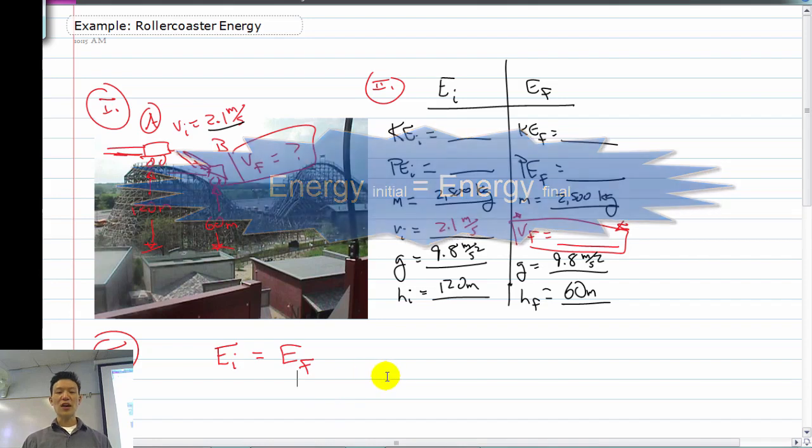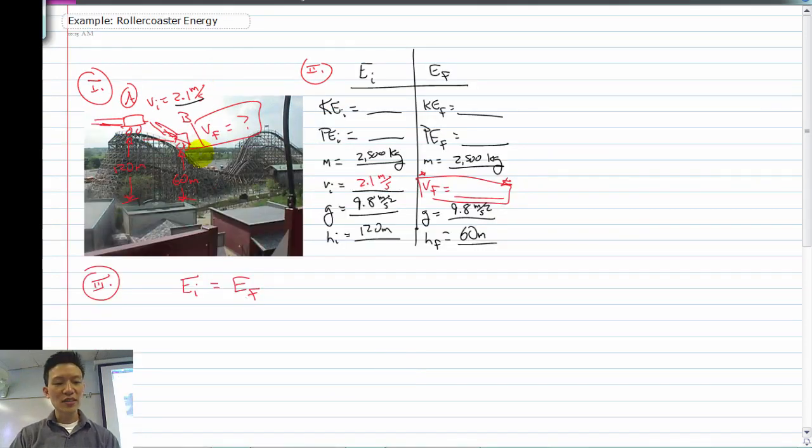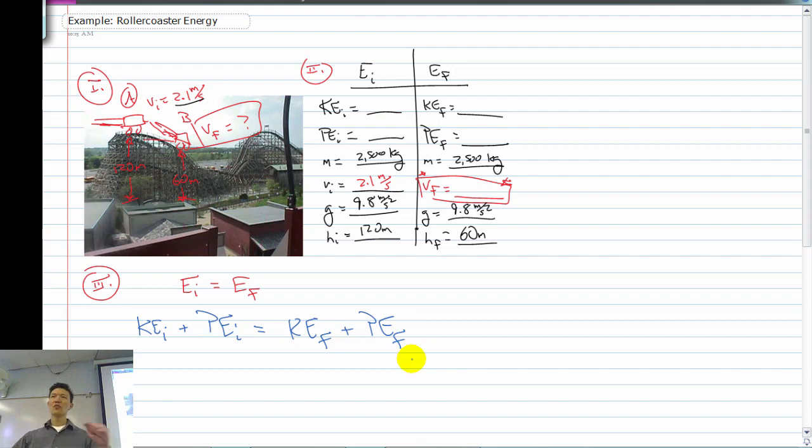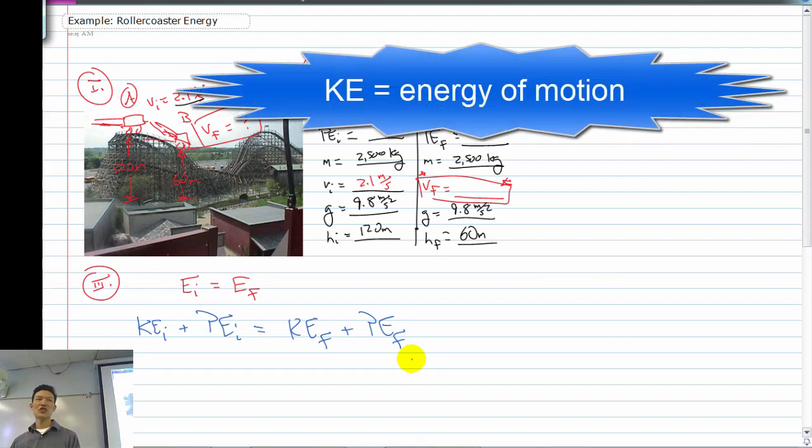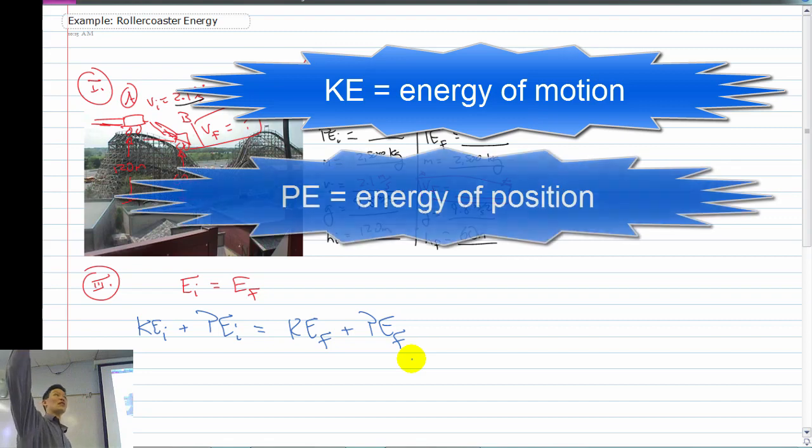So that in and of itself isn't very helpful. Let's expand that. Expanding this, initially, we have kinetic energy. We also have potential energy. And in the end, we also have kinetic energy, and we also have potential energy. And you're saying, well, how do you know that? Real easy. If you're moving, you have kinetic energy. If you pick something up against gravity, you have potential energy.